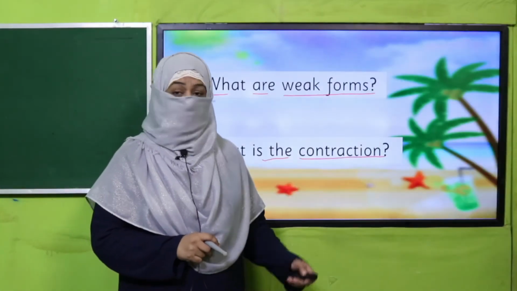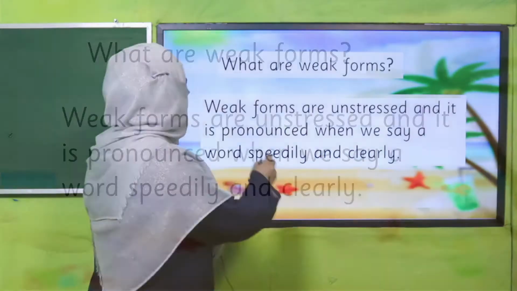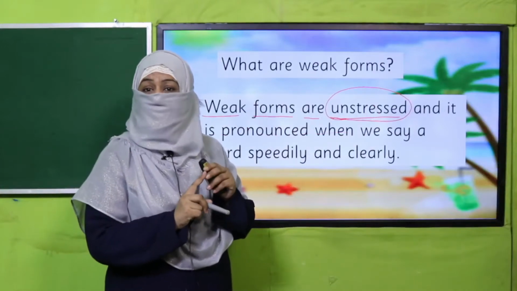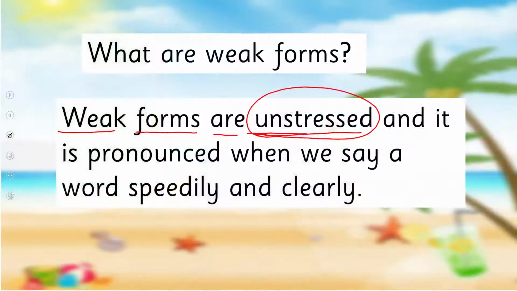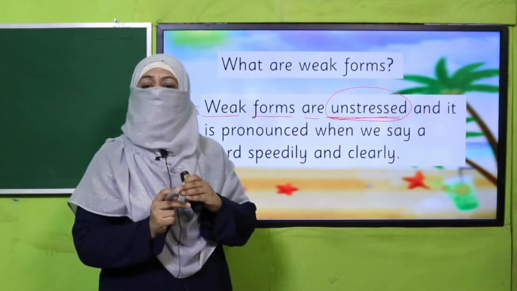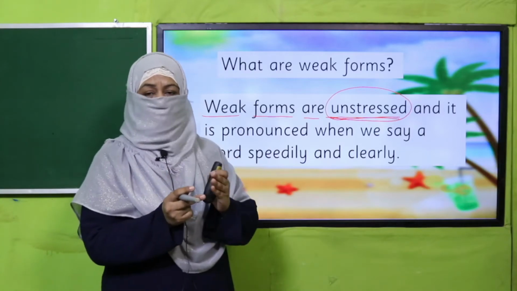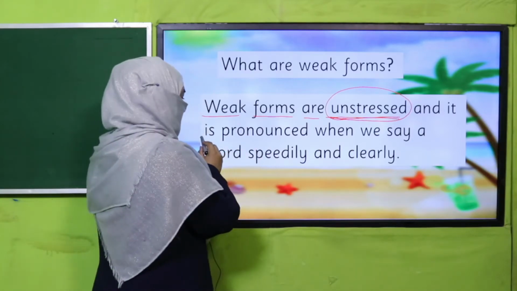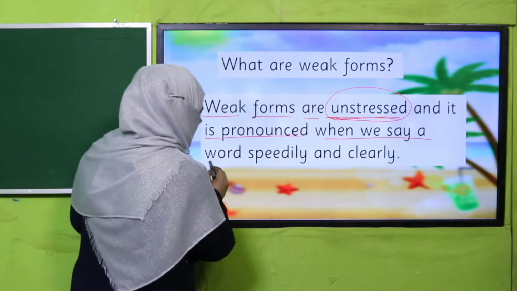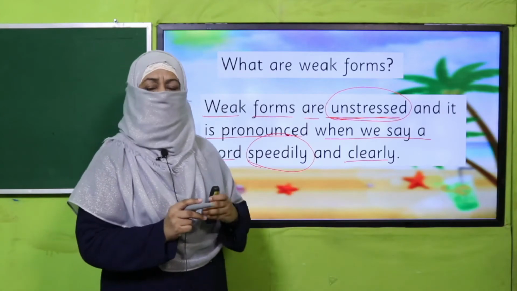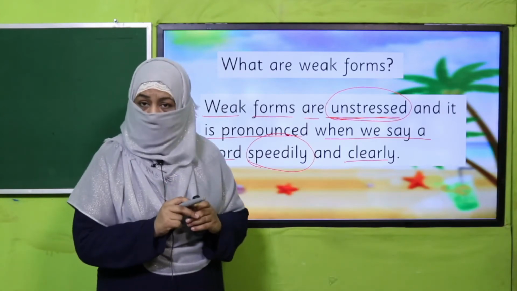Yes, my dear students, do you know what weak form is? Okay, I'm going to tell you. Weak forms are unstressed. And what is unstressed? In last unit, we have studied about stressed words and stressed syllables, remember? So beta, stress means when we say something louder and longer, but unstressed is reverse. So when we pronounce a word speedily, though clearly, but quickly, it becomes the weak form of that word, right?